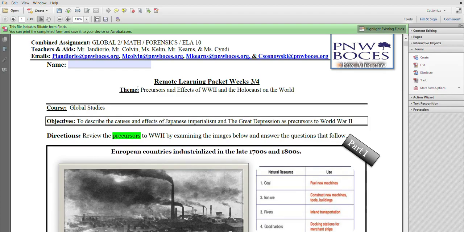Objectives. To describe the causes and effects of Japanese imperialism and the Great Depression as precursors to World War II.